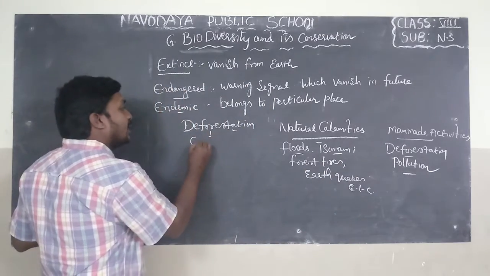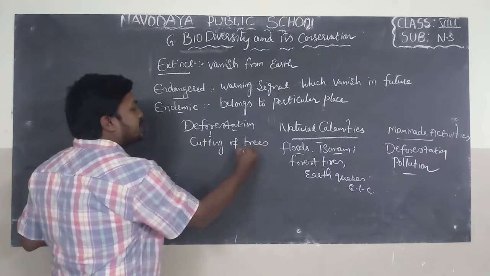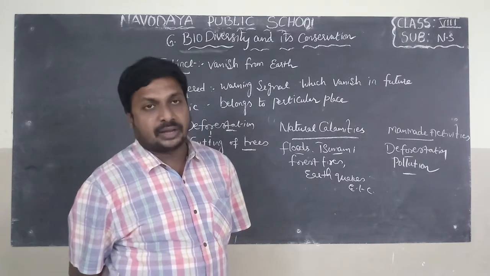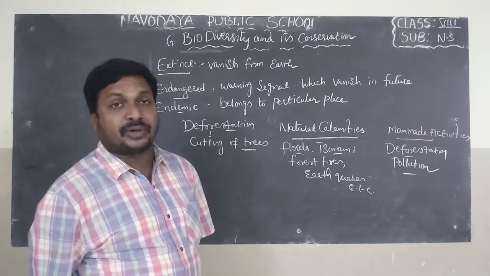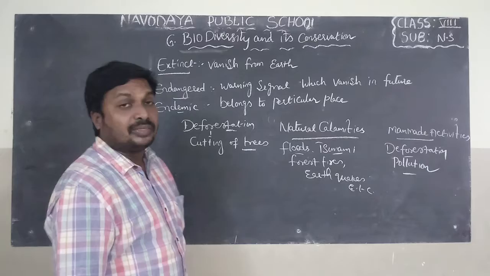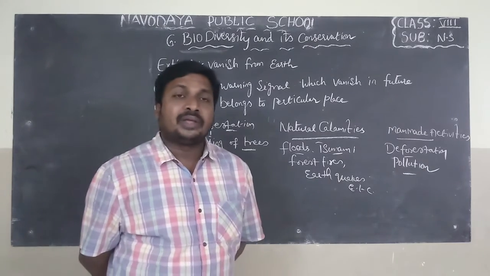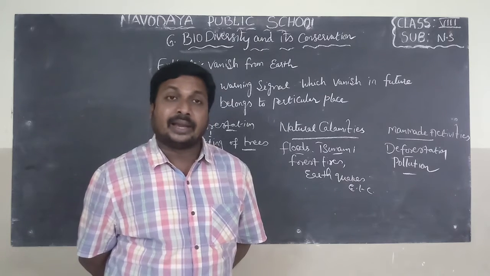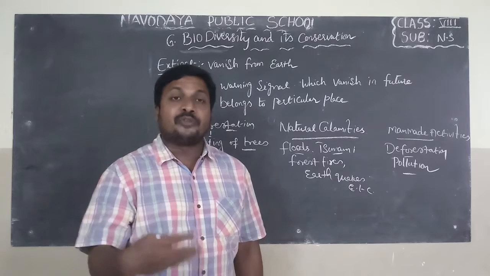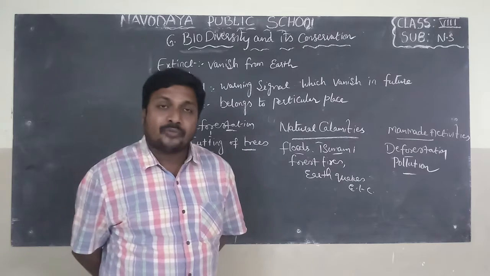Deforestation means cutting off trees. For which reasons are we cutting trees? For paper, for agriculture, for industries, for dams, and for road expansion. For all these reasons we are cutting the trees. That is called deforestation. When you cut the trees, what will happen? Natural balance will be destroyed and ecological imbalance takes place. The animals which live in that place may migrate to other places. Some animals die due to lack of trees.